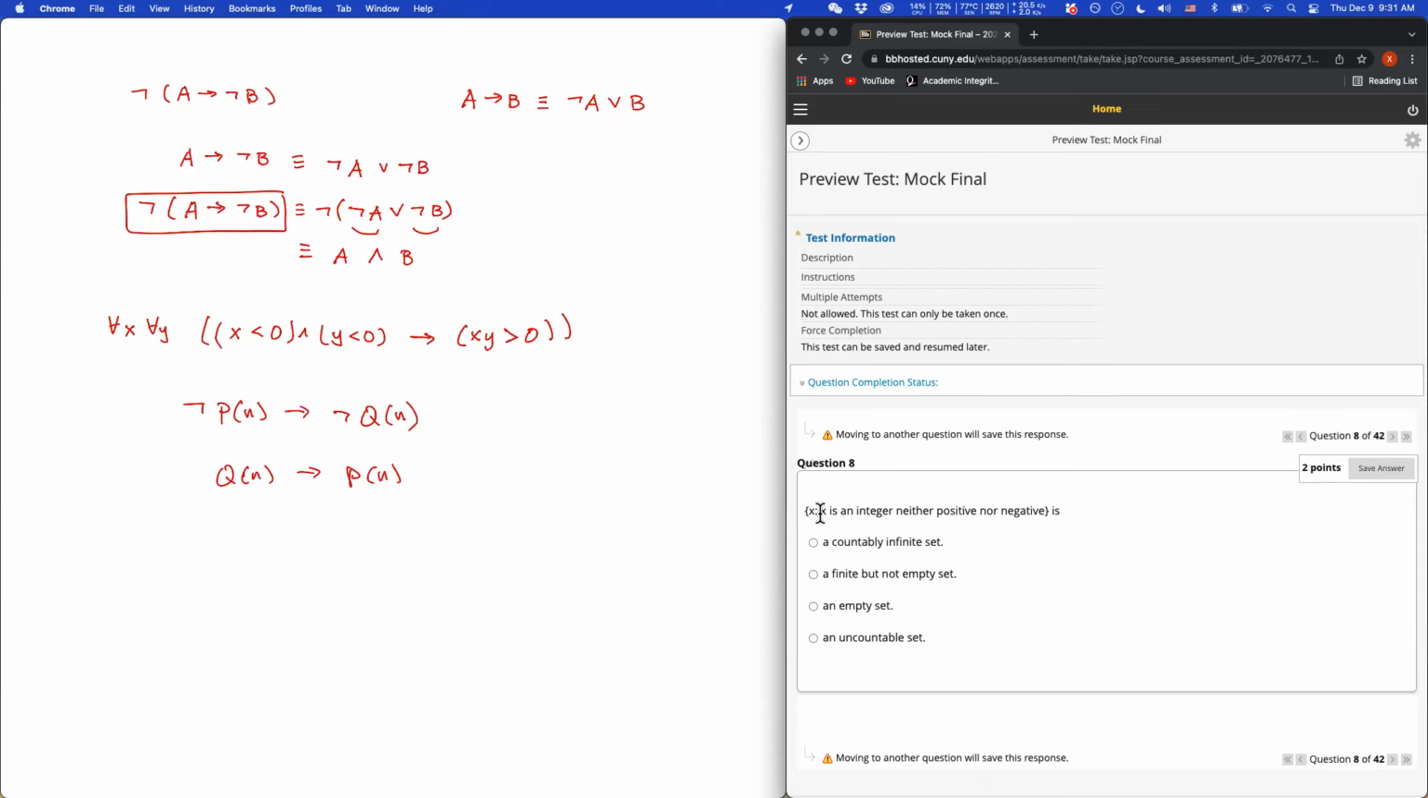Okay, now here it's asking, x is an integer that's neither positive nor negative. Then what's your set? How many integers are neither positive nor negative? There is one of them, right? So that will be 0, the set of 0. 0 is neither positive nor negative. So this will be a set containing 0, so it will be a finite but not empty set.